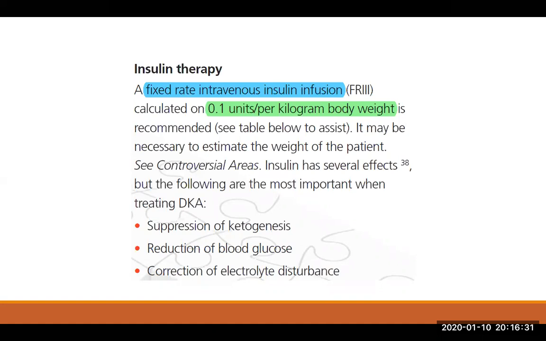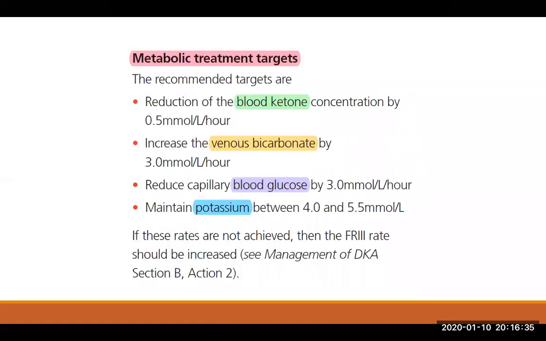And of course, the insulin infusion, reduction of blood glucose and correction of electrolyte disturbance. These are also very important numbers to memorize. The metabolic treatment targets: the blood ketone must be decreased by 0.5 millimole per liter per hour. If anyone has any question, just let me know or comment.